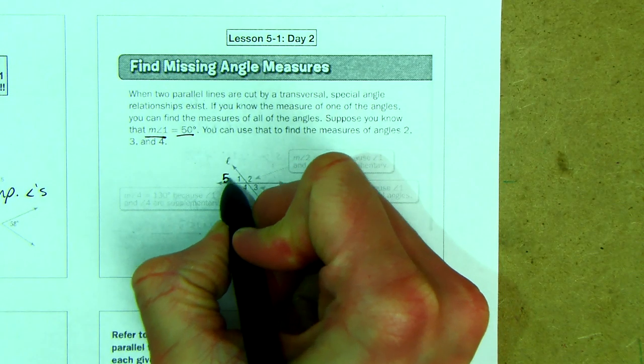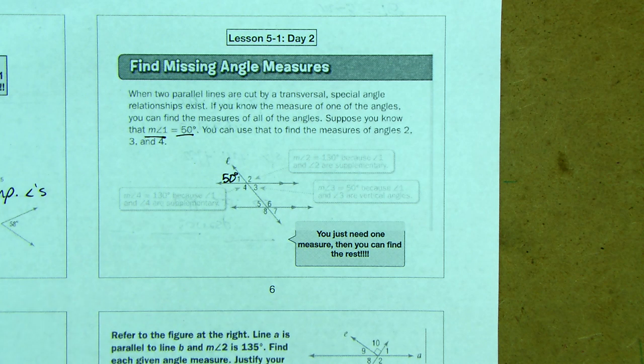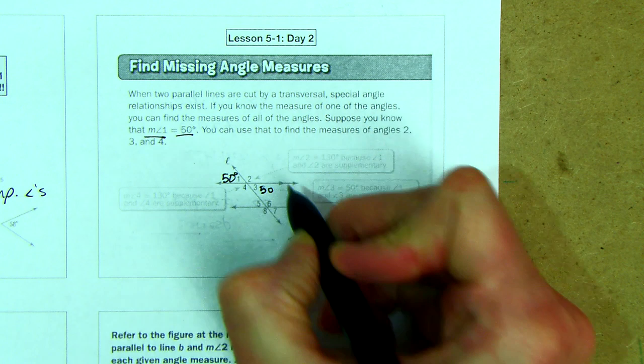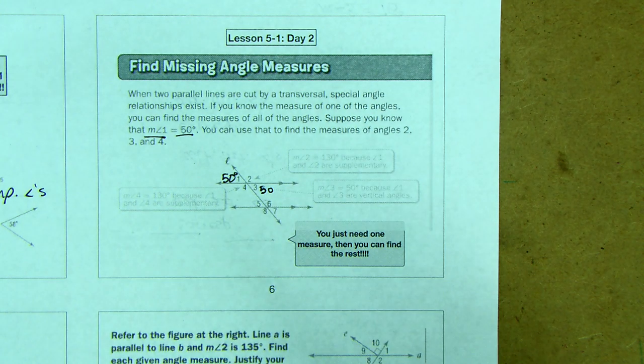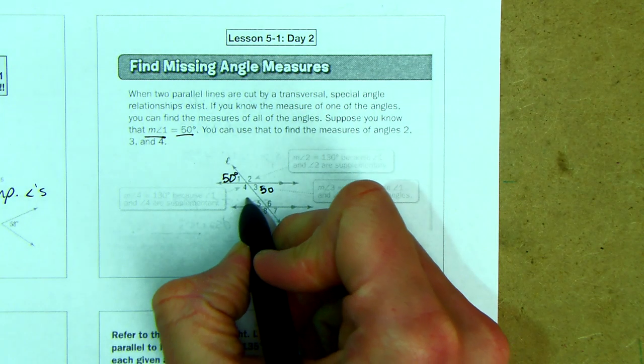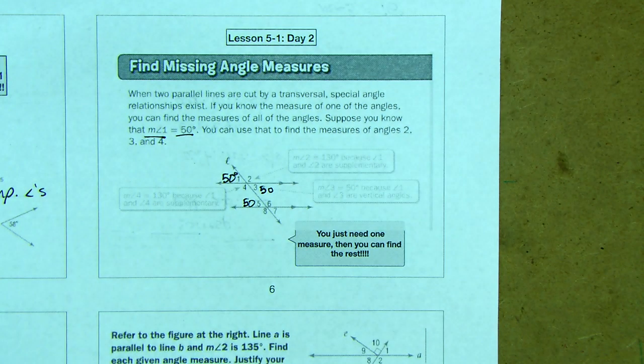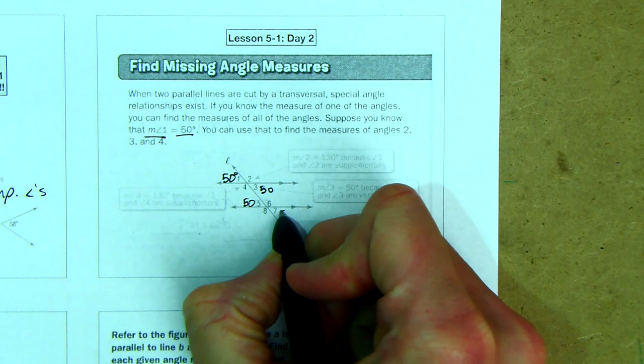Well, if angle 1 is 50, I can find every single other angle because of all the things we talked about. Way back 2 lessons ago, when we talked about vertical angles, we know that because 1 and 3 are vertical angles, angle 3 is 50 degrees. We know that 1 and 5 are corresponding angles, so that is 50 degrees, and corresponding angles are equal when the lines are parallel. And look, 5 and 7 are vertical angles, so since 5 is 50, so is angle 7.